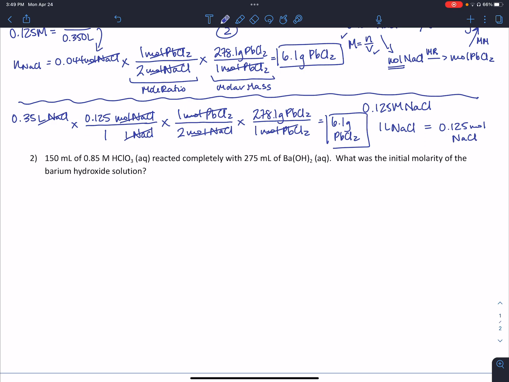All right, here we have 150 milliliters of a 0.85 molar chloric acid reacting completely with 275 milliliters of a barium hydroxide solution. What was the initial molarity of the barium hydroxide solution?